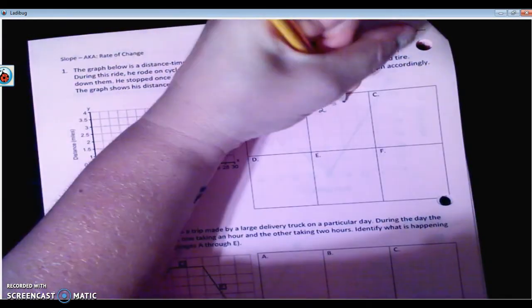Then from 5 to about, it looks like, 7. So for 2 minutes, he was stopped, because he's still at that half mile; there was no change in his y value. So there's no change after 2 minutes, and that is a slope of 0.